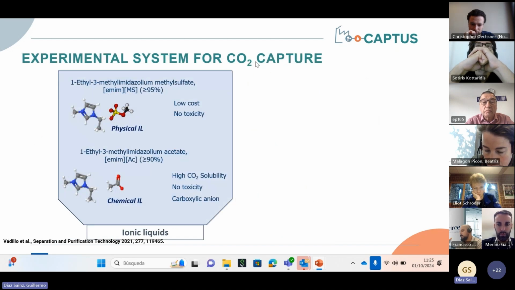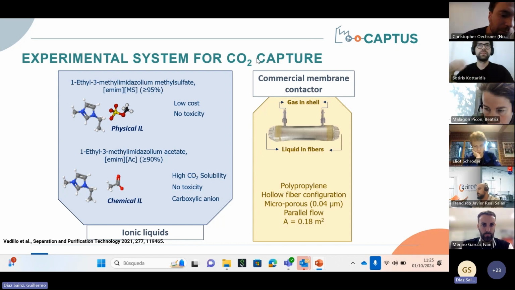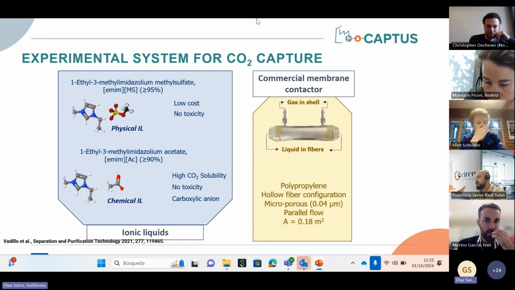The experimental system that we use for the CO2 capture employs a commercial polypropylene membrane contactor, which was also employed in both absorption and desorption stages. As an absorbent, this research line has been developed in very high detail in the last years in the research group. For example, two types of ionic liquid that we employ.